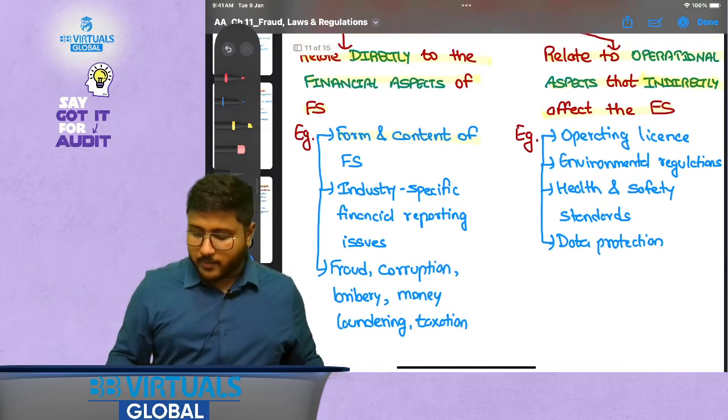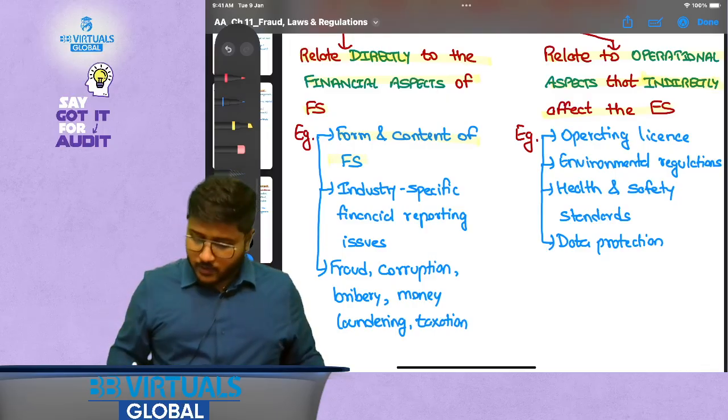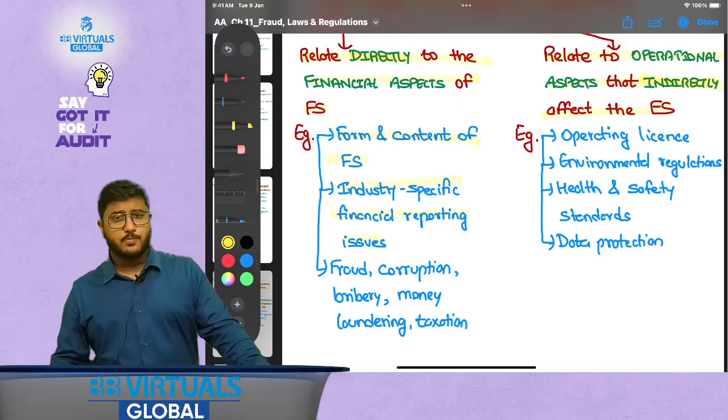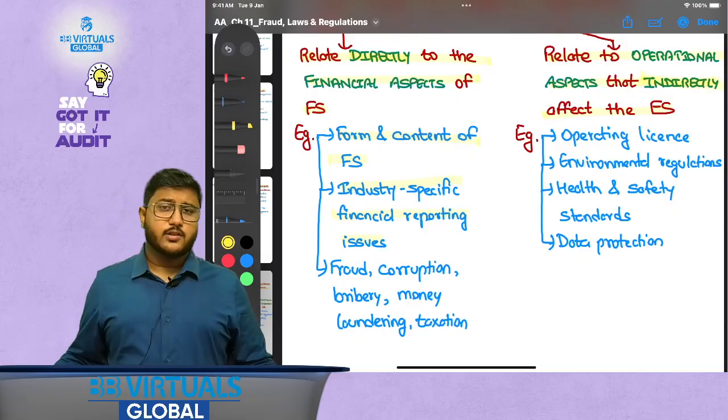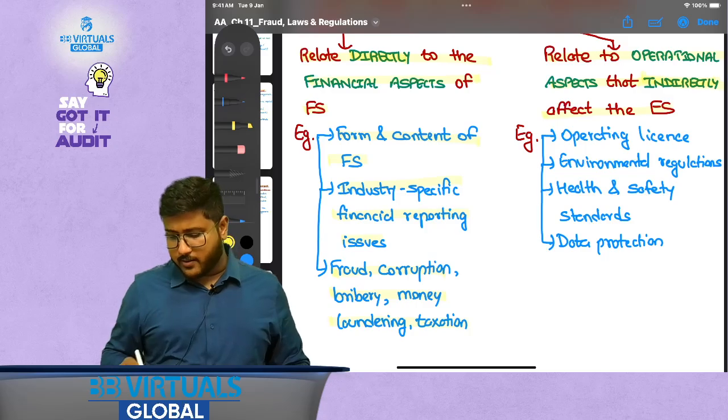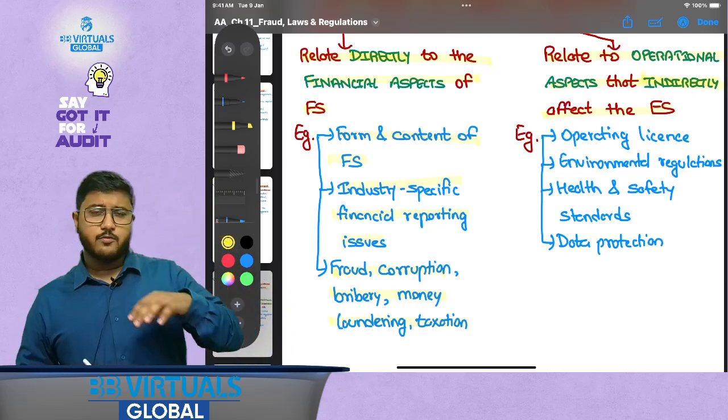Now for direct laws: form and content of FS, right? Industry specific financial reporting issues, for example, for insurance there is a specific standard, for agriculture there is a specific standard, for investment there is a specific standard. Fraud, corruption, bribery, money laundering, taxation, these are all issues which will directly affect.